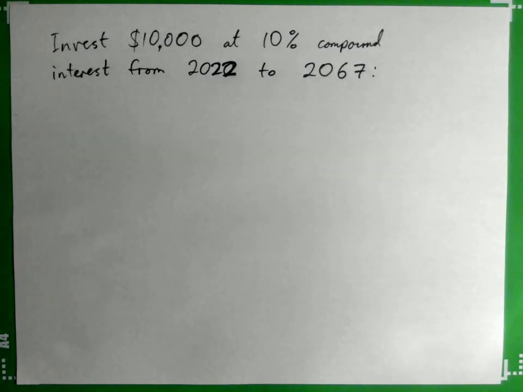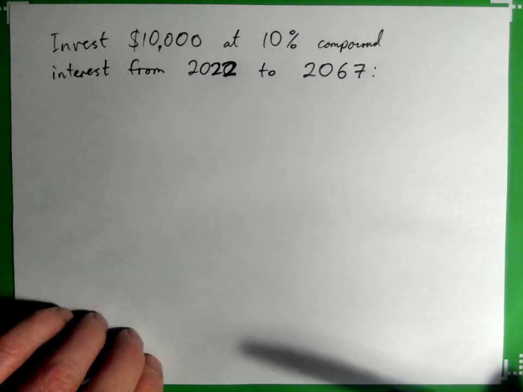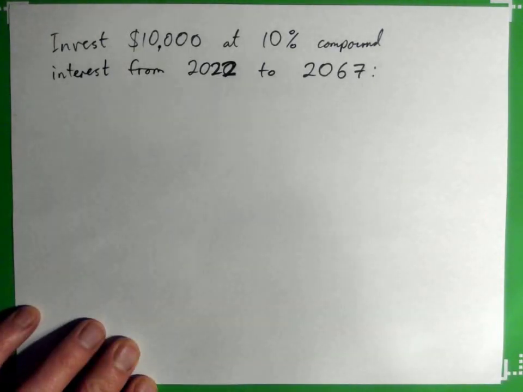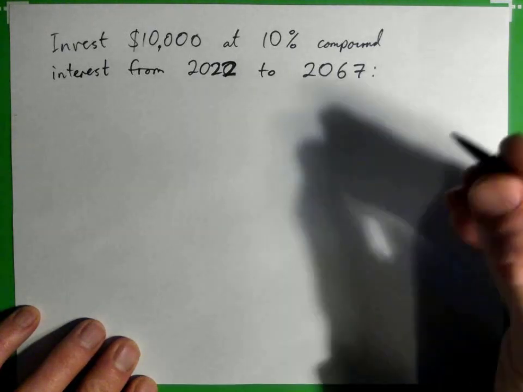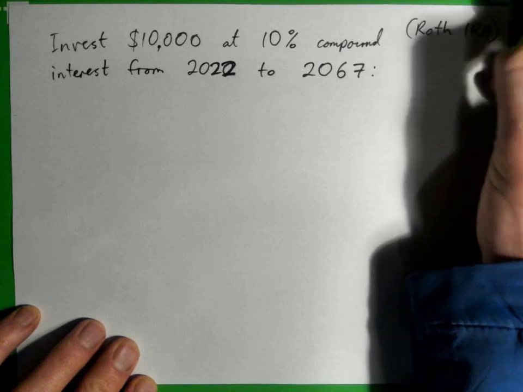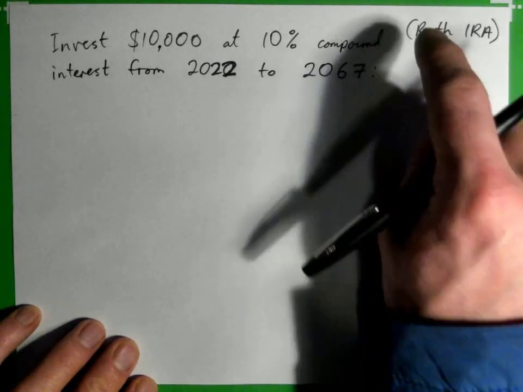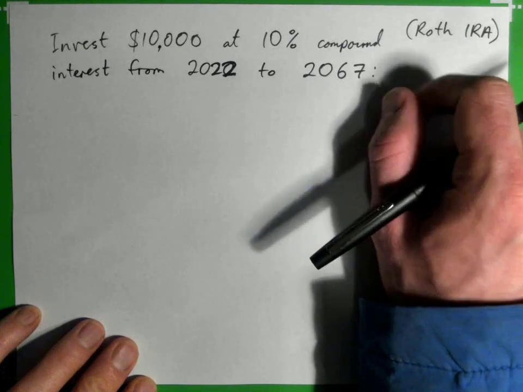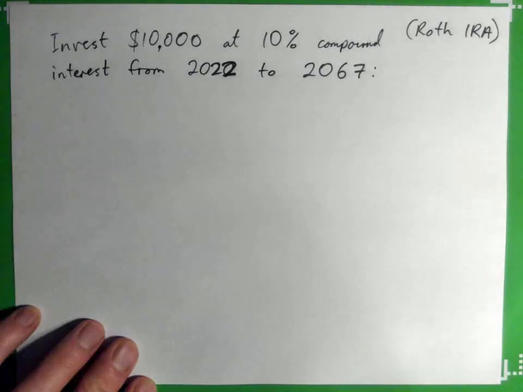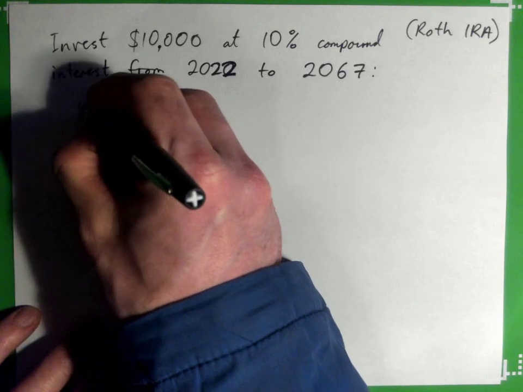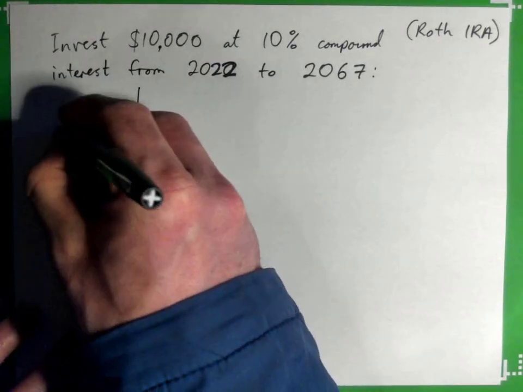Alrighty, so we're going to invest $10,000 at 10% compound interest from year 2022 to 2067. And we said we're sticking this in what's called a Roth IRA, which is basically an individual retirement account where you don't pay any tax on the interest, right? Okay, so compound interest looks like this, and I'll just do a little table just for fun.